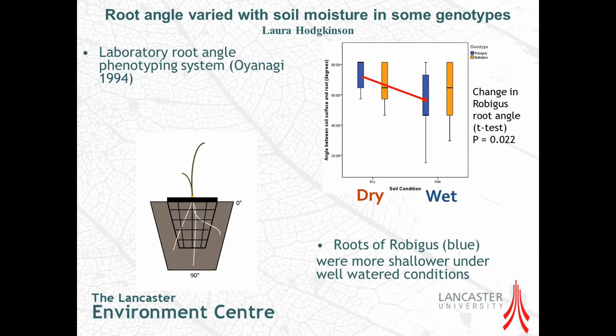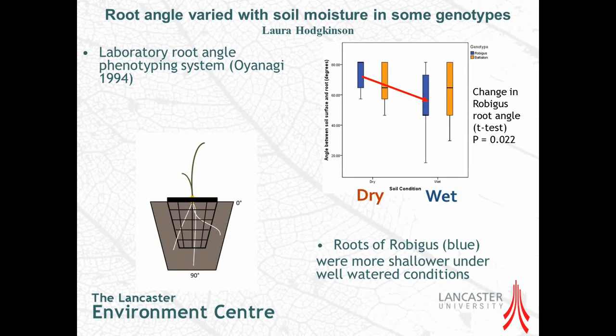And she's done this experiment with soil that is wet and also mildly dry. What's interesting is that for some genotypes of wheat, there's absolutely no difference in the angle of the roots depending on whether the soil is wet or dry. They emerge at the same angles. Contrast that with this one variety, Robigus, which does something rather unusual in the sense that the roots become more shallow when the soil is really wet.